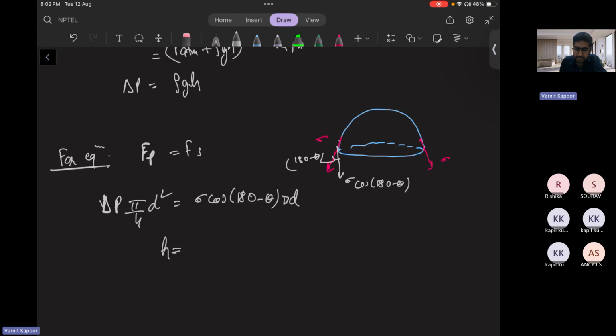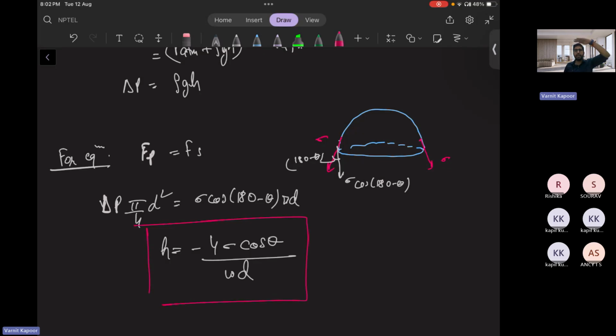So from here h will be the same as for the rise, with the only difference of the negative sign, 4 sigma cos theta by W d. So just remember that if there is a rise, it is 4 sigma cos theta by W d. Whenever there is a fall, just put the reverse. So always solve with the rise and just put a negative. Okay.